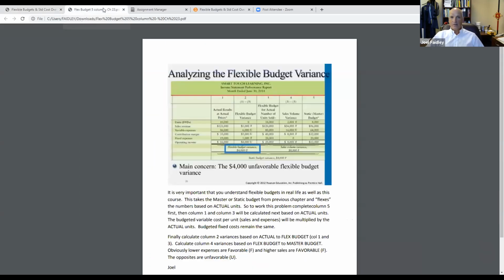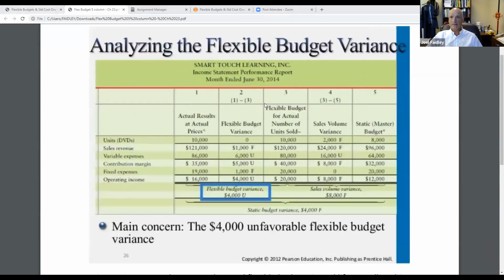All right, the second part of this chapter is, let me make sure I'm sharing this. Yeah, it looks like I am. Second part of this is flex budget. Now this may look a little scary because this is something that I've copied out of the Pearson textbook, but it's not. It's called the 5-columnar flex budget variance.